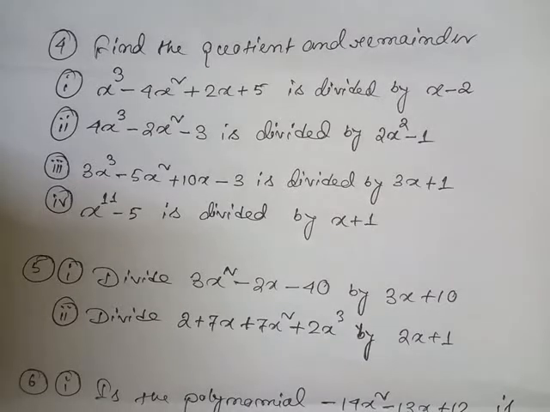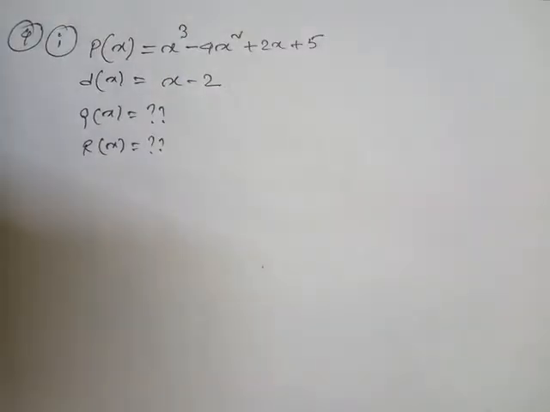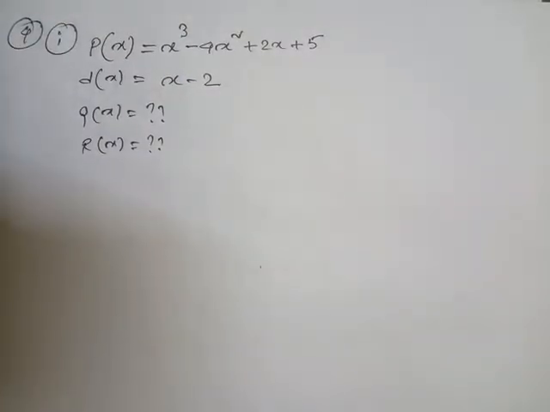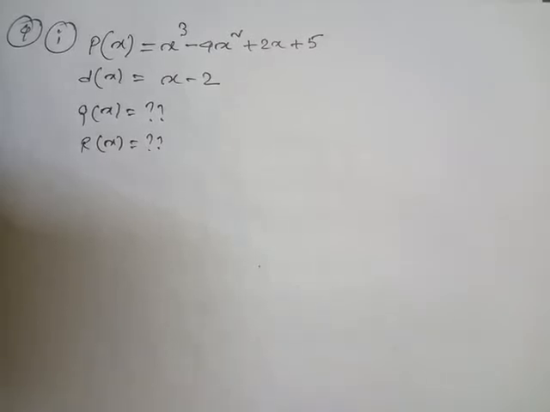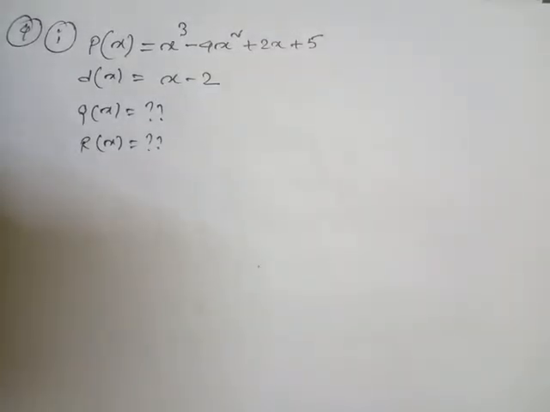There are total 4 sums, Roman 1, 2, 3, 4, and I'm going to solve the first sum now. Let's have a look how to solve this. Now look student, in question number 4 Roman 1, px is given and dx is also given. We have to find out qx and rx. Qx means the quotient, rx is the remainder, and dx is the divisor, which means this px will be divided by x minus 2, and we have to find out that quotient and remainder now.